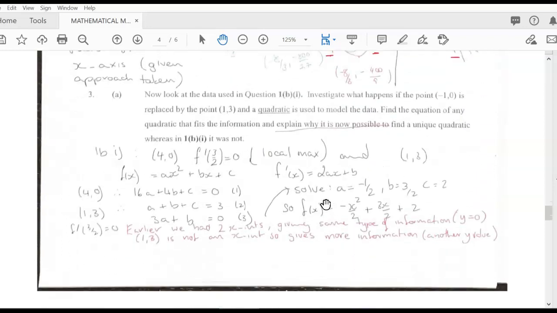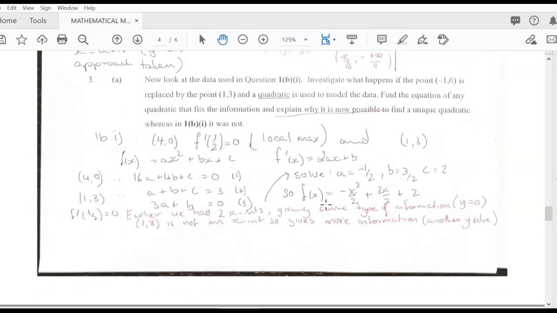All right, part 3. Now look at the data used in question 1b, part I. Investigate what happens if the point -1, 0 is replaced by the point 1, 3, and a quadratic is used to model the data. Find the equation of any quadratic that fits the information and explain why it is now possible to find a unique quadratic where in 1bi it was not.